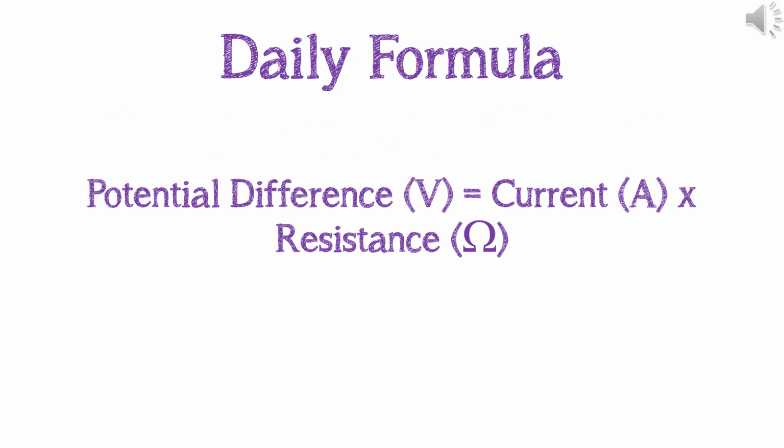Time for our quick reminder of today's daily formula, which is potential difference in volts is the current in amps times the resistance in ohms.